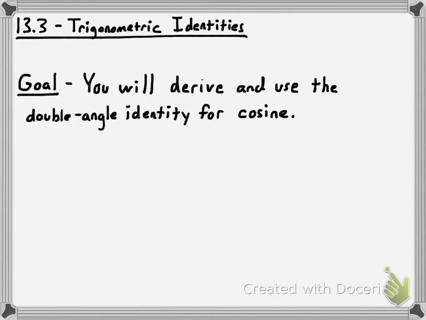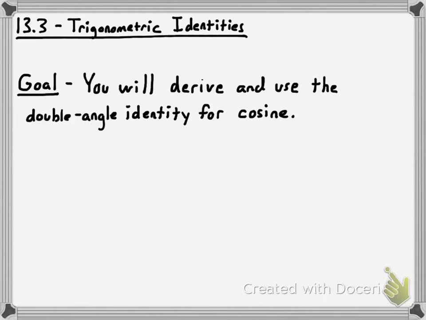Alright, welcome. We're going to be working in section 13.3 with trigonometric identities. Now, one of the things that I'll do in this video is remind you what a trigonometric identity is, because we've worked with them before. And in the first couple of videos for this section, I'm going to focus on deriving a couple of new identities. In particular, I'm going to show you how you come up with the double angle identities for cosine and for sine. And you'll understand exactly what those mean here in a little bit.